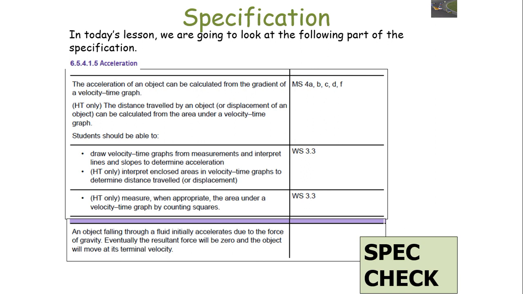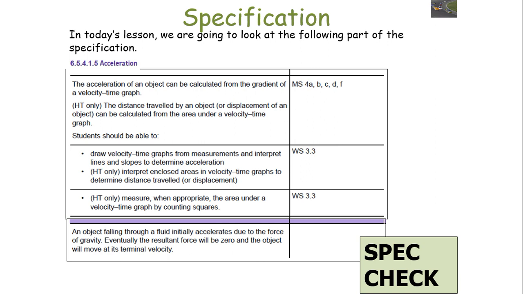So this links into the following part of the AQA GCSE Combined Science specification. It links into the acceleration part of the topic, which we've looked at previously in other lessons, but in today's lesson we're also going to really focus on the bottom part of the specification, that an object falling through a fluid initially accelerates due to the force of gravity, but then eventually the resultant force will be zero and the object will move at its terminal velocity.